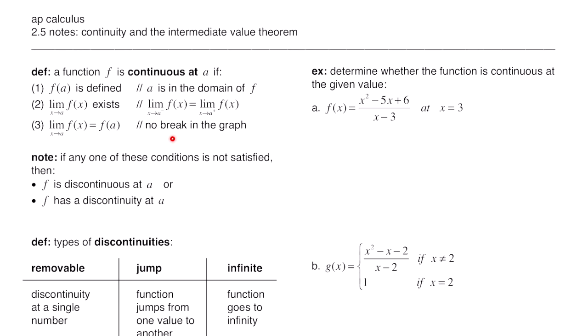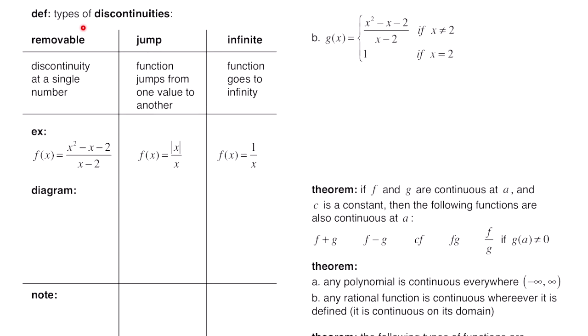So for example, if you took a pencil and you traced the graph, your pencil wouldn't lift off the paper. A little notation, if any of these conditions are not satisfied, then we would say f is discontinuous at a, or we would say f has a discontinuity at a. And that leads us into the different types of discontinuities. We have removable, jump, and infinite.